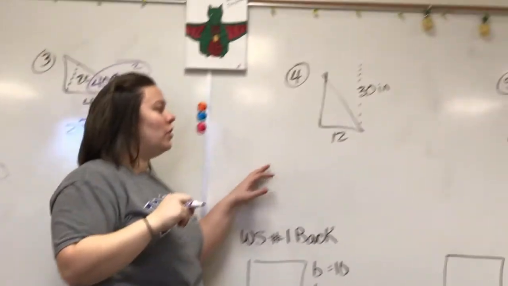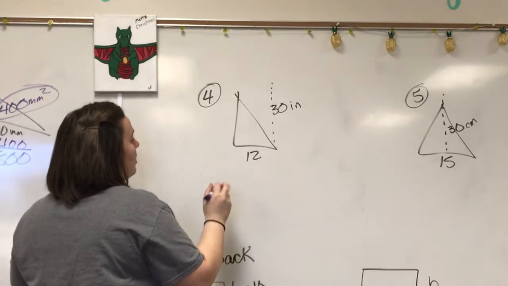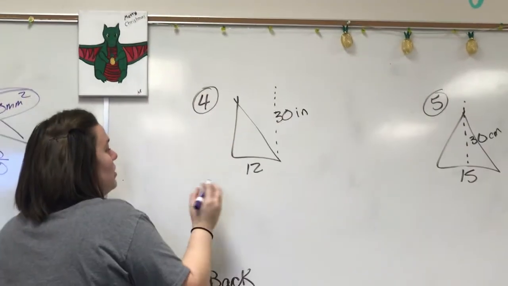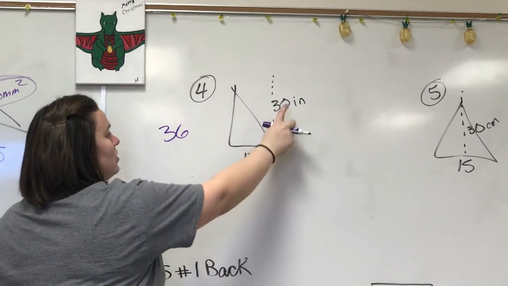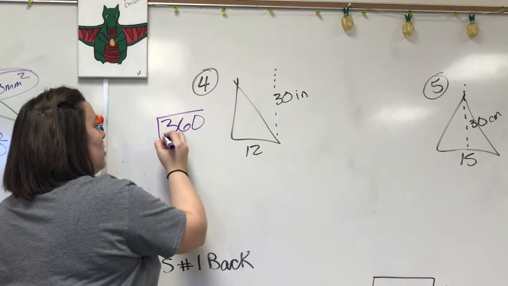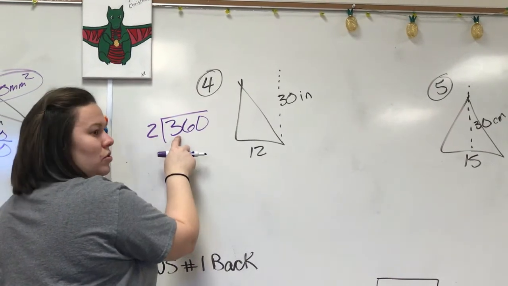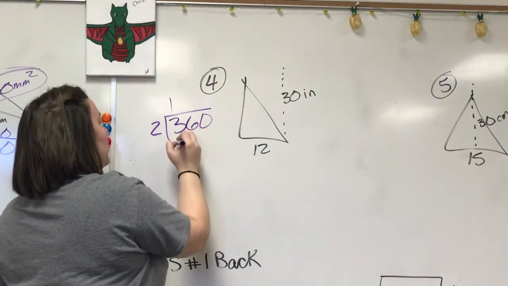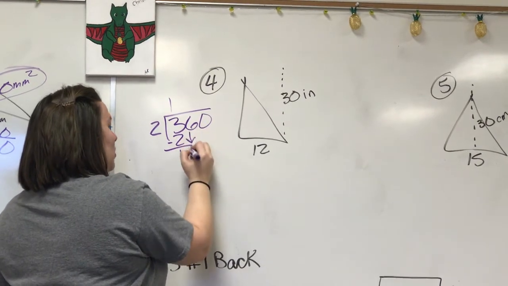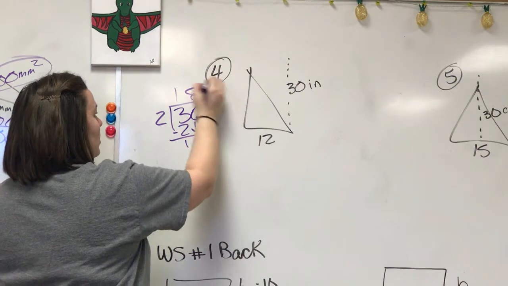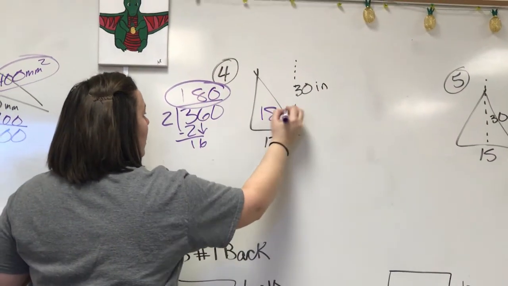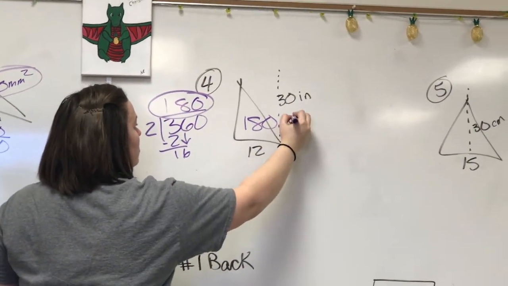Moving on to number 4 in your book. Base times height divided by 2. Again, I can just leave this 0 off till the end. 3 times 12 I know is 36. Add the 0 on. Divided by 2. 2 fits into 3 1 time. 2 fits into 16 8 times, and you have a 0 at the end. 180 inches squared.